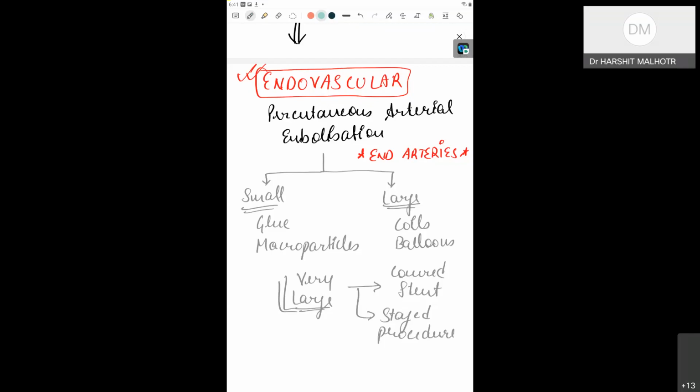We can perform a covered stent, so we are basically excluding the AV fistula, or we can do a staged procedure in which initially we can do coiling and ballooning of these cases. And then later on, in the second sitting, we can go for glues or macroparticles or further coiling.